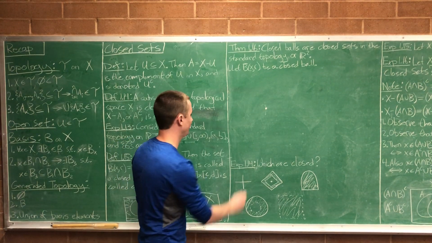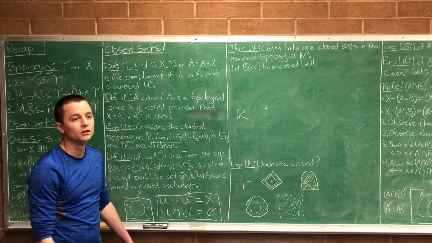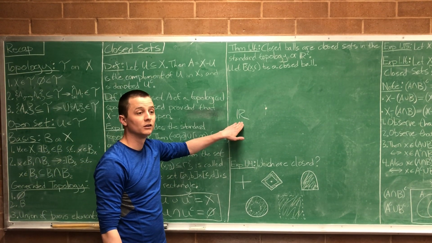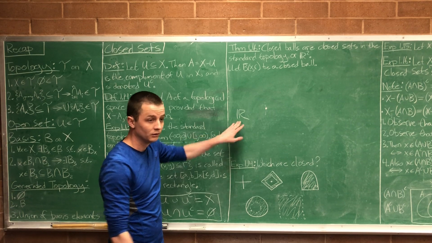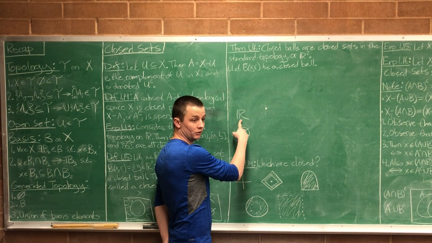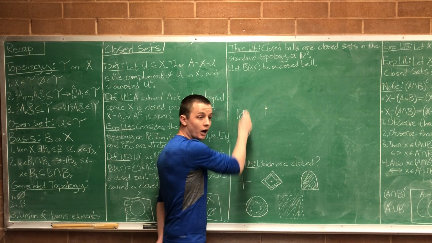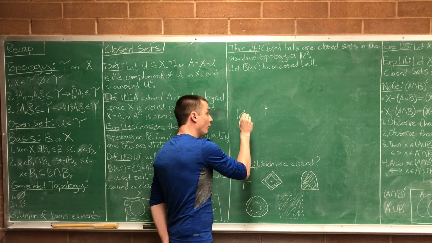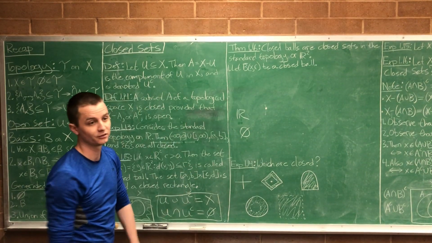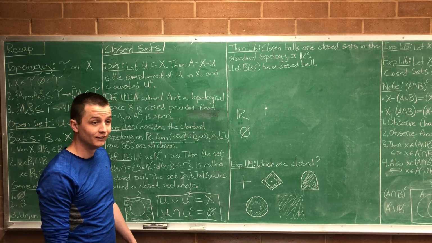Let's try another one. On the standard topology on R, is R closed? Yeah. What's its complement? The empty set. Is this open? Yes. Then R is closed. Is the empty set open? Yes. Then this is closed. They're complements of each other. So R is open and closed. The empty set is open and closed on the standard topology on R. Right? Yeah.